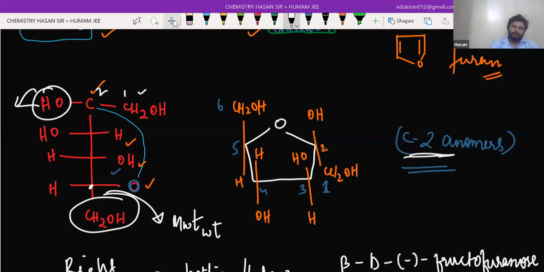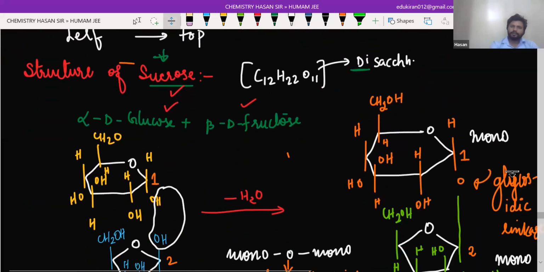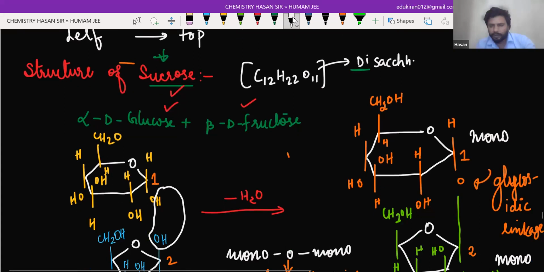Now, after this, the structure of sucrose. So sucrose is a disaccharide. When you are going to hydrolyze sucrose, you will get fructose and glucose. So how are we going to draw the structure of sucrose? Basically, to draw the structure of sucrose, you are going to combine alpha D glucose and beta D fructose and eliminate water, eliminate H2O.